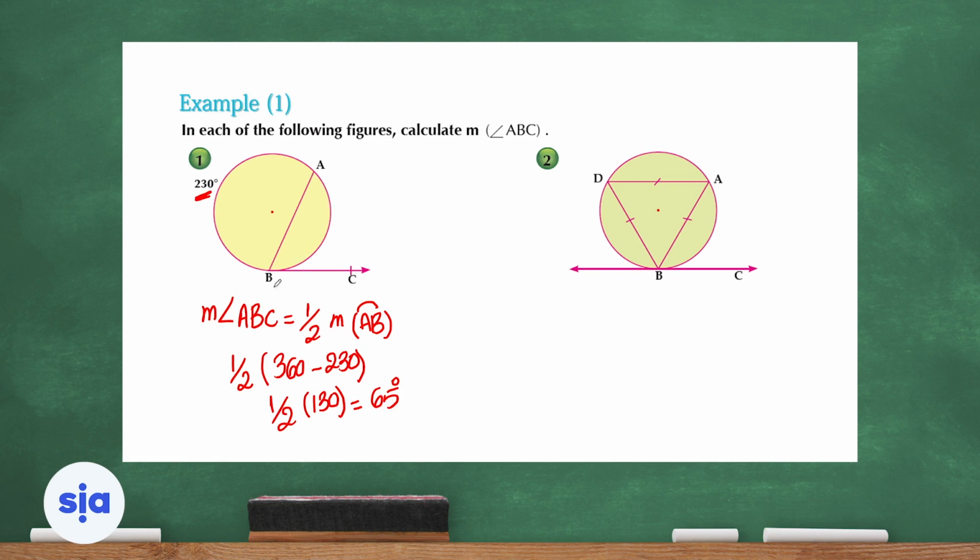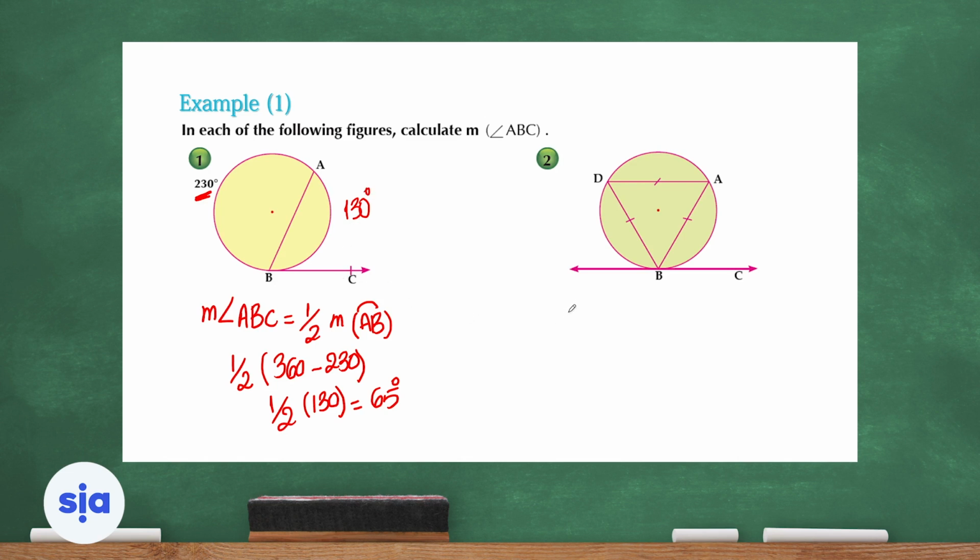As you can see here, this arc, the big one, is 230 degrees. So AB is the rest of the degrees to complete the circle, which is 360. So this one is 130 degrees. So let's move to number 2.